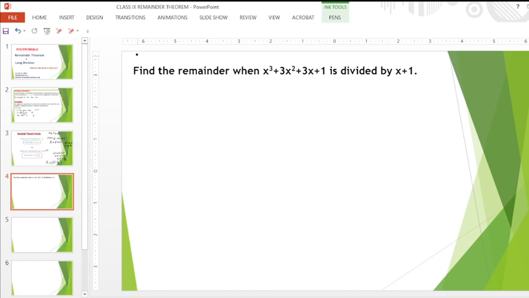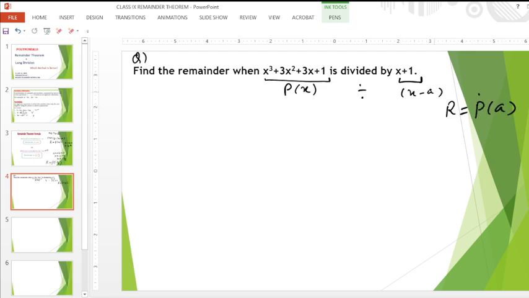The question is coming like this. Find the remainder when x cube plus 3x square plus 3x plus 1 is divided by this. So this is our dividend, and this is p(x) according to the definition, right? And this is divided by x minus a, right? So what was our remainder theorem? According to the remainder theorem, the remainder should be p(a).